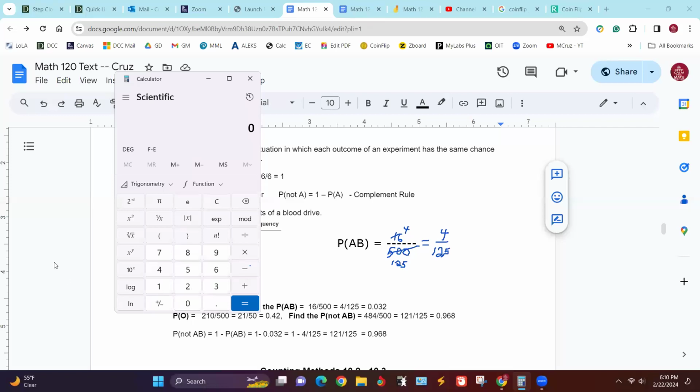All right. So now, if we want to put that to a decimal, then we're going to take the numerator and divide it by the denominator, and that's going to give us this value here.